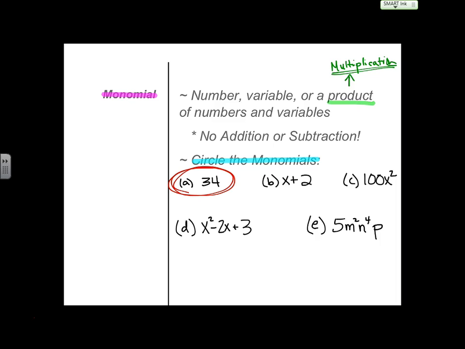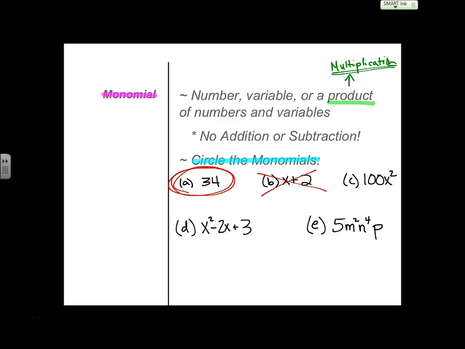Okay, wait. So Angel is right. A is yes. Why? Because it's a number, and it says a monomial is a number. Cool. Okay, who can say B, yes or no, and why? Diego. No. Why? There's a number and there is a variable, and what's going on in between them, Kaylee? Addition. Are we allowed to have addition for monomials? No. So B is a no.